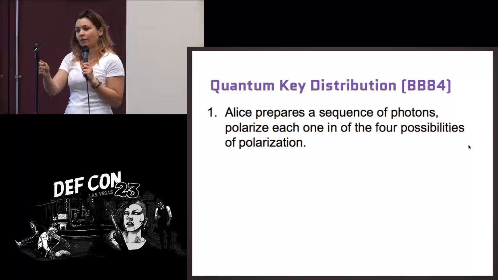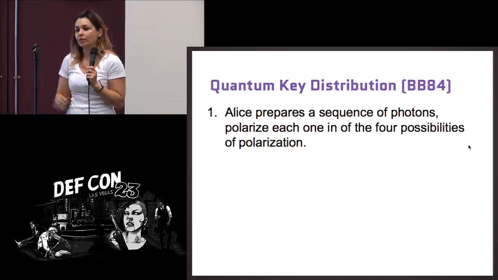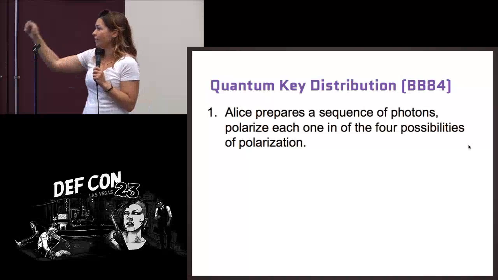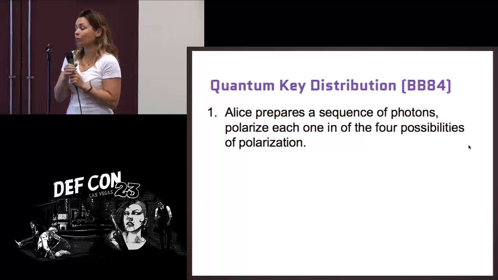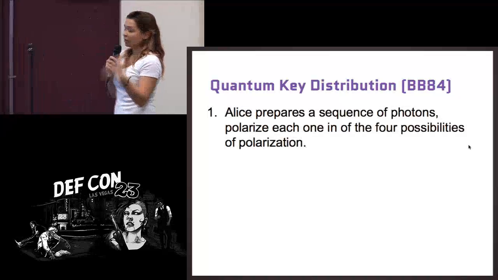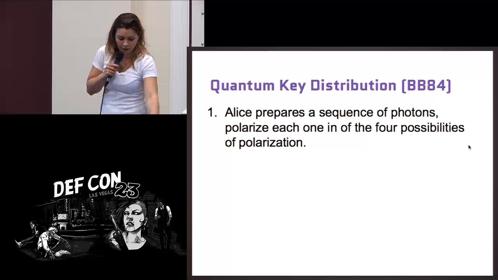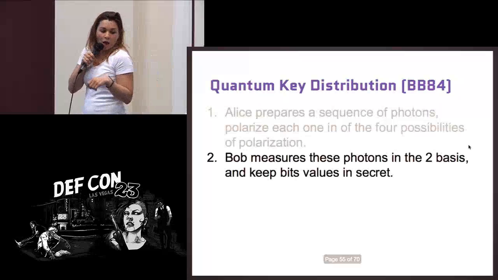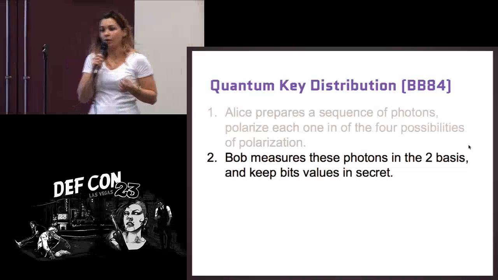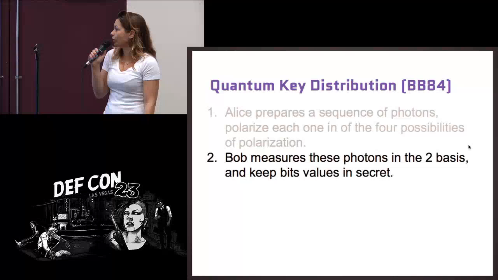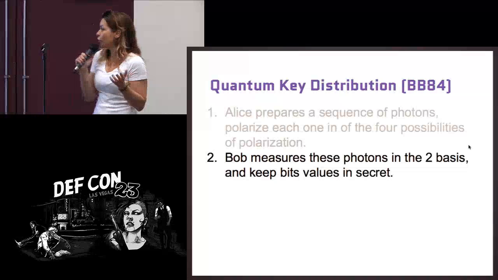So she has a photon, she puts it in one base, vertical, horizontal, whatever she wants, or 45 degrees, and sends it. Another photon, she polarizes in one of these bases and sends. So she just sends several photons in some state that she knows. Bob measures these photons, and he doesn't know which bases Alice was using, but he just chooses any of these four possibilities too.